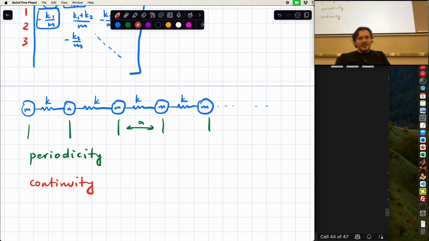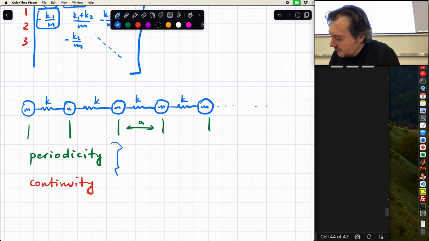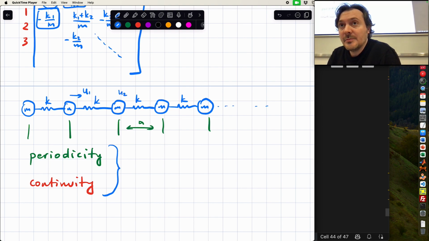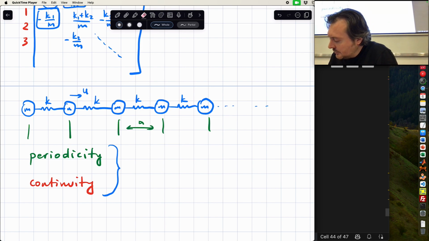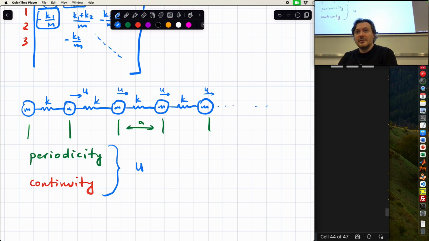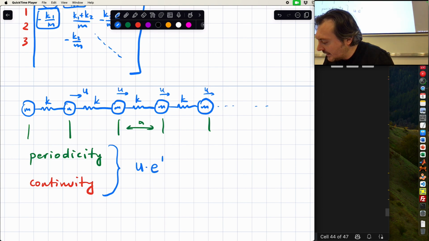Is that the right way to write it? Yes? Good. So what we are going to do is combine these two things into one function. Just like we defined some u's, u1, u2, etc. Do you remember that? Now this time we are going to define some u which will be the same, so that you have the same u everywhere, but we will put a spin on it. We will multiply it with e to the i kx.